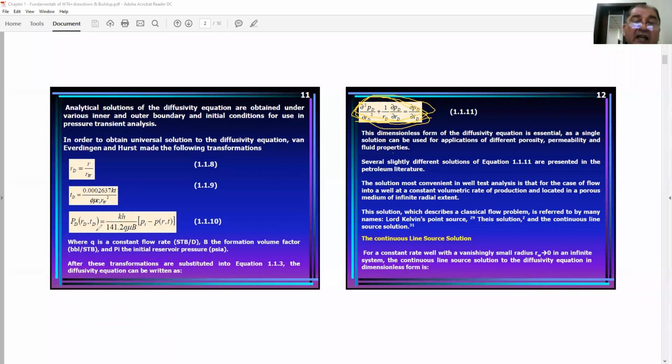Now, for our case, what do we have? We have the vertical wellbore. See, this is our vertical wellbore inside the porous media. And this is our wellbore, see? So the fluid is going to be like this. Here is the direction of flow.